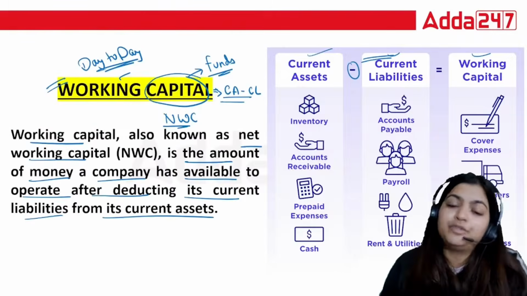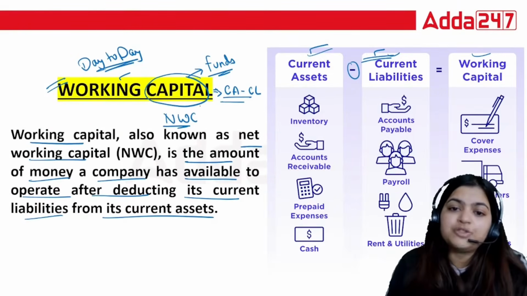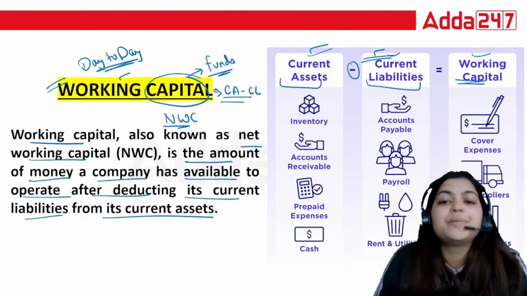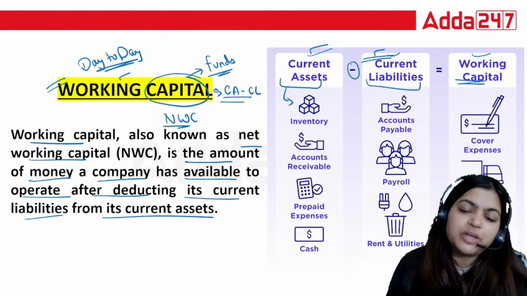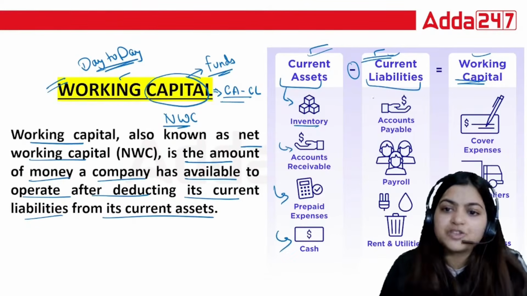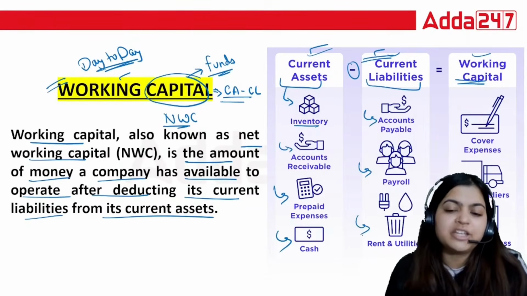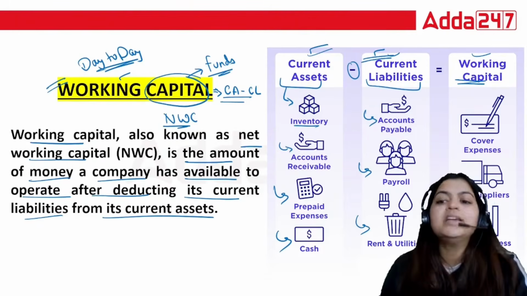What is the meaning of current assets and current liabilities? And when you subtract this current assets minus current liabilities, this will give you what? Working capital. Yes, under current assets, again you can revise inventory, accounts receivable, prepaid expenses, cash. Current liabilities, accounts payable, payroll, any rent and utilities which is outstanding, you need to show it under current liabilities.